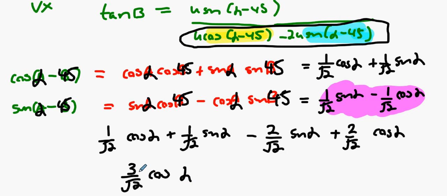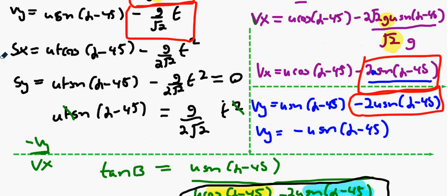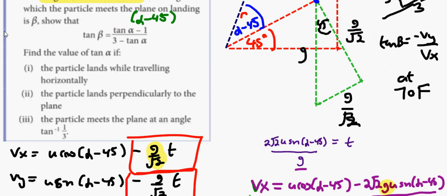There's going to be a u in there. And then there's going to be 1 over root 2 sine alpha, take away 2 over root 2 sine alpha, which is minus 1 over root 2 sine alpha. Alright, this is a great mess we got ourselves into. The only way through it now is we're going to have to go back up and figure out how to change everything into tans, which is going to be fantastic fun.